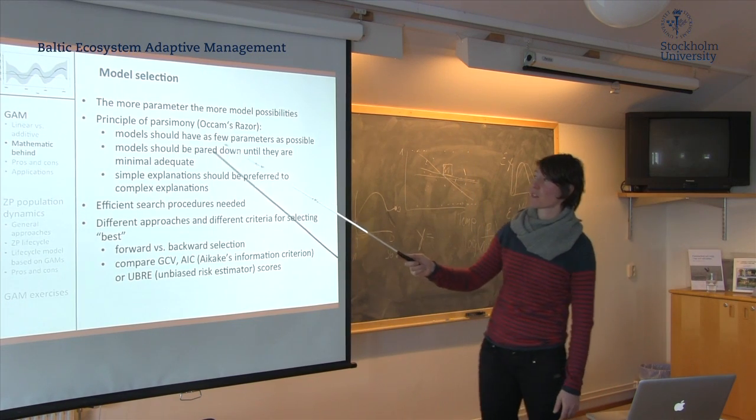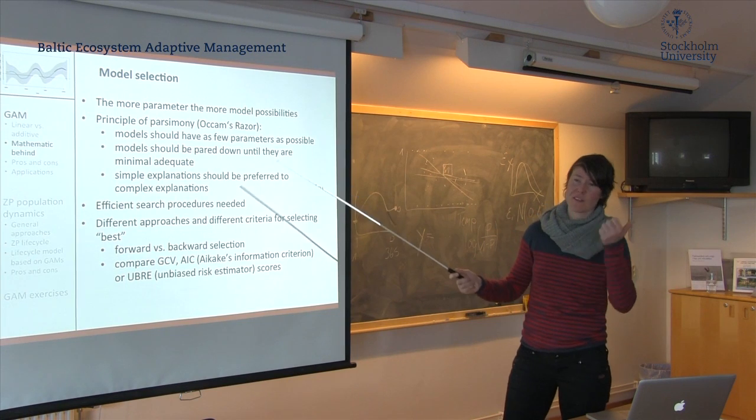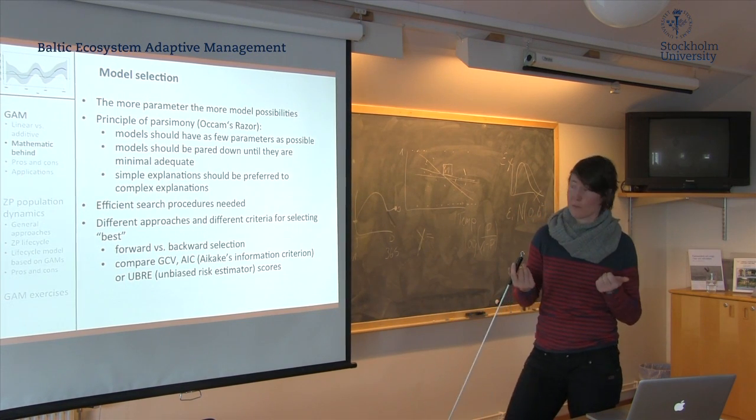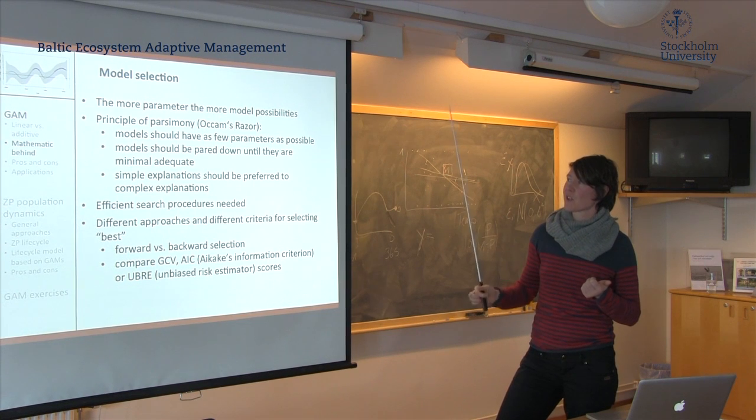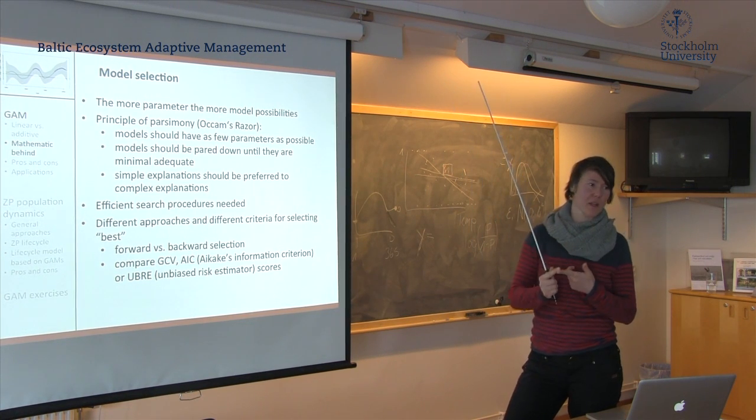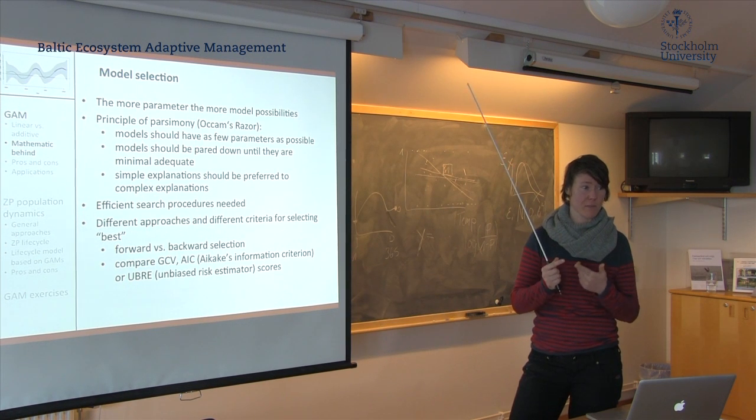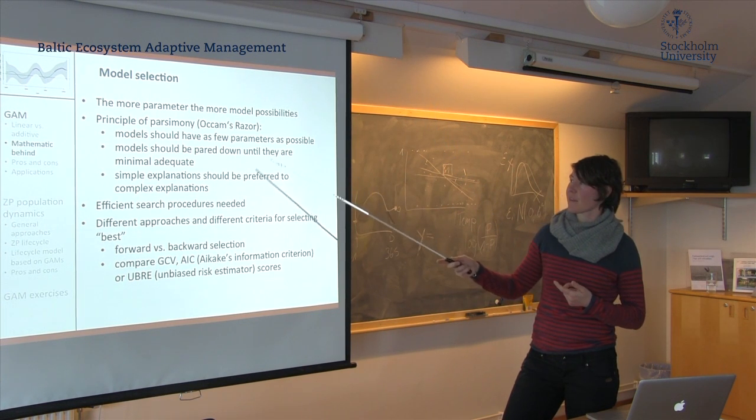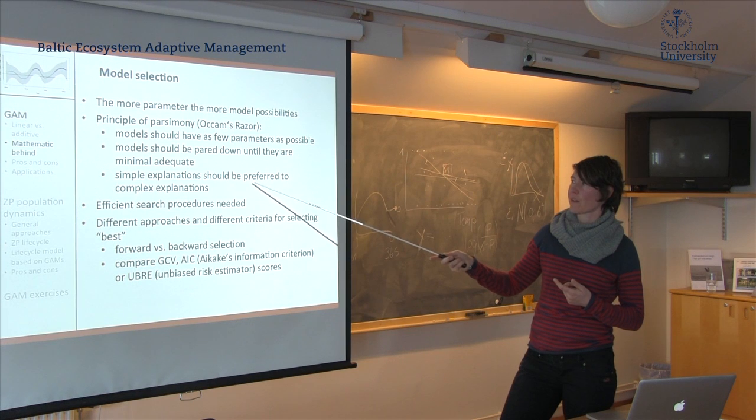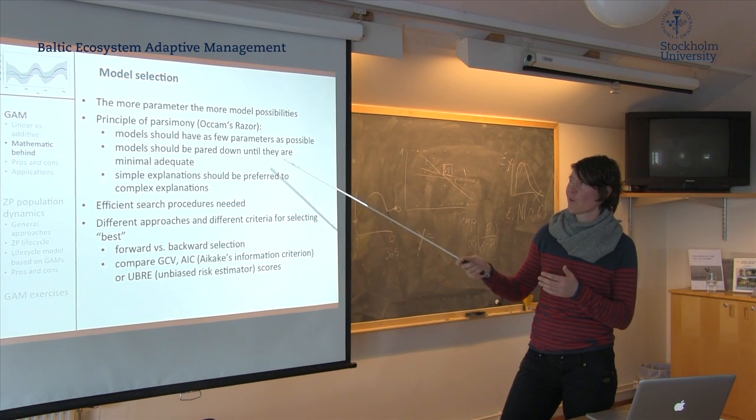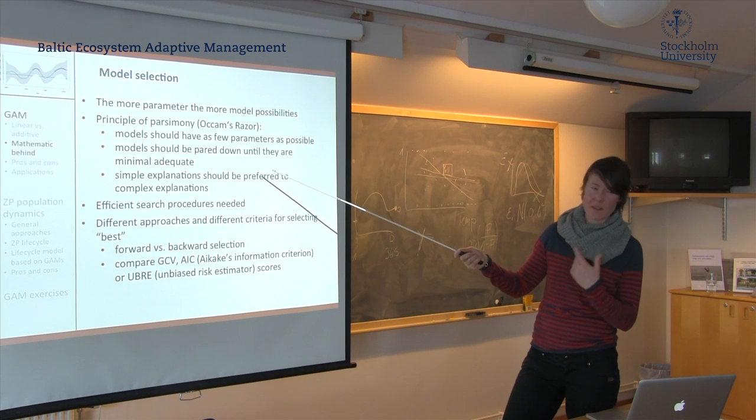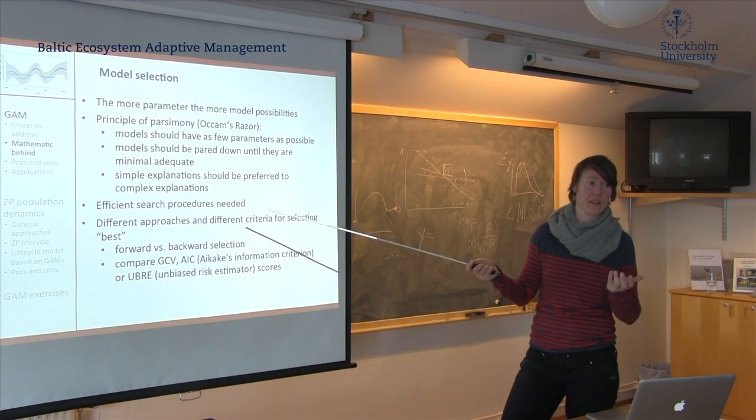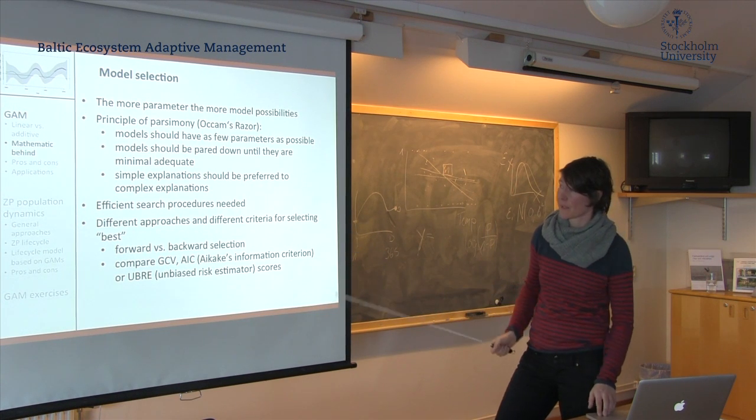So what are the principles? First, it should have as few parameters as possible. It should be minimally adequate. Of course, that also requires some ecological knowledge of your model. And the explanation should also be preferred: not only how many parameters you need, you also need an explanation for that, and that should be as simple as possible.